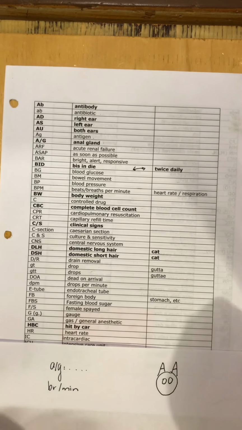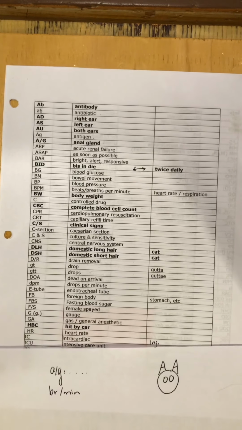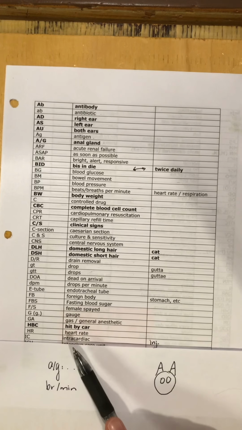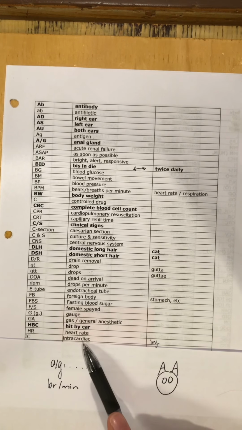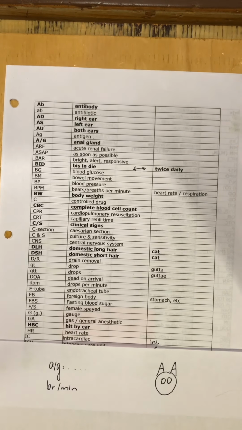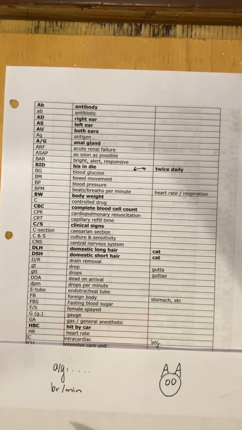Okay, so this is a type of injection. So intracardiac. So we can use our handy dandy word parts. Intra means within. Cardiac is referring to the heart. So this is an injection that's going directly into the heart. We're not going to do that too often. We are only really going to do an injection into the heart in an emergency where the heart is stopped. You can give epinephrine directly into the heart and hopefully it'll get beating again. Or if we're doing a euthanasia, sometimes we'll do it into the heart.